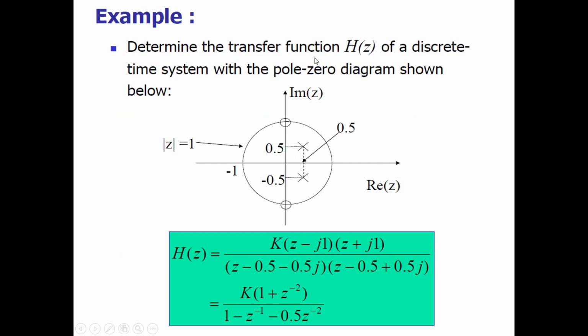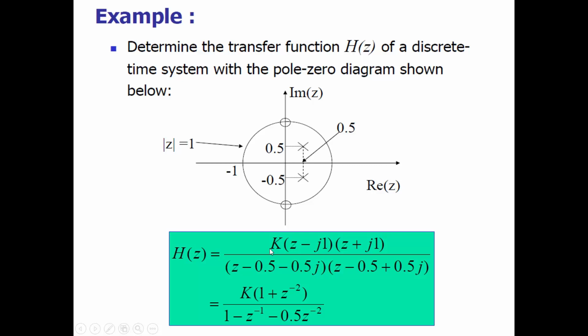Now let us determine the transfer function H(z) of a discrete time system with the pole zero diagram shown here. Let us look at the poles and zeros. There are two poles which are a complex conjugate pair, and two zeros which are also a complex conjugate pair. This zero is plus 1j. This zero is minus 1j.